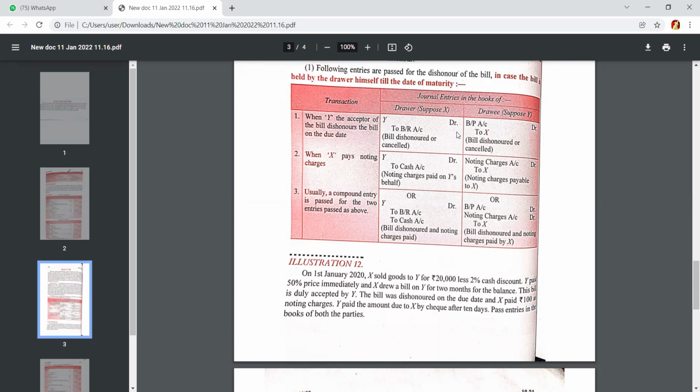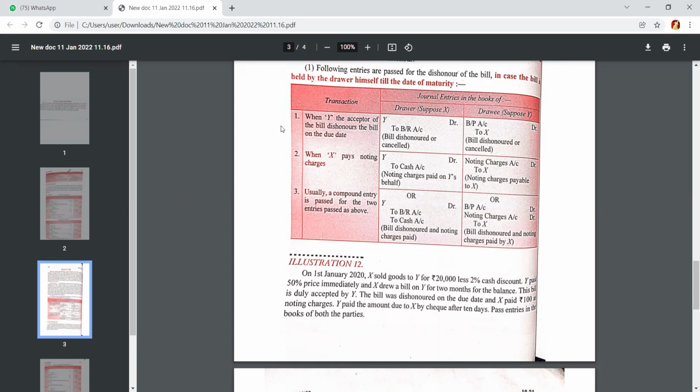Now, when the X pays noting charges, the entry will become Y debit to cash account. And the entry in the books of drawer will be noting charges account debit to X. See, these are the two entries to be passed at the time of dishonor of the bill. One for the dishonor, another for the noting charges.